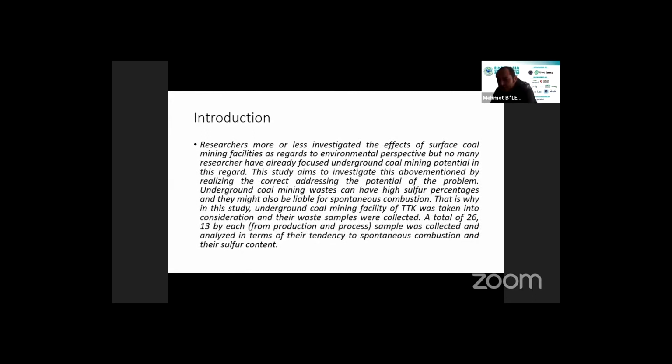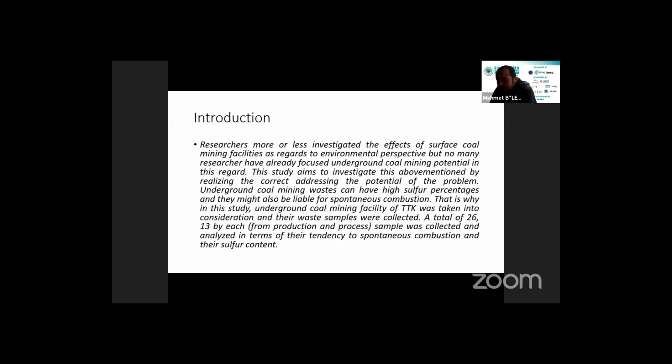In this research, we try to characterize the coal mine waste and coal processing waste in terms of their spontaneous combustion liability and sulfur content.